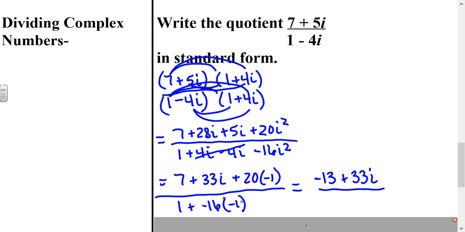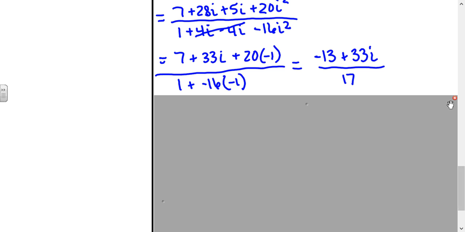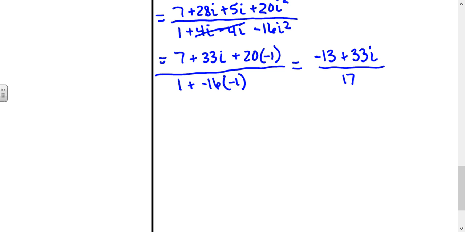And on the bottom, this becomes positive 16 plus 1, which would be 17. So now I don't have any imaginary units in my denominator, which was the goal. Okay, then what I need to do is, they're really picky about how you write this in standard form. They want us to separate this into two different fractions. So this will separate into negative 13 divided by 17 plus 33i over 17. So that's how it changes, so that we have a real part and an imaginary part separate, so that it's in standard form.